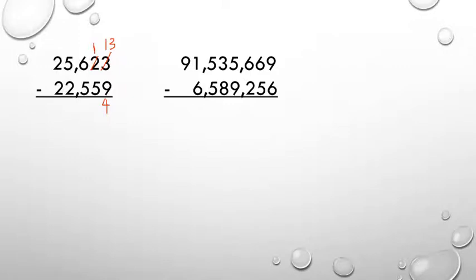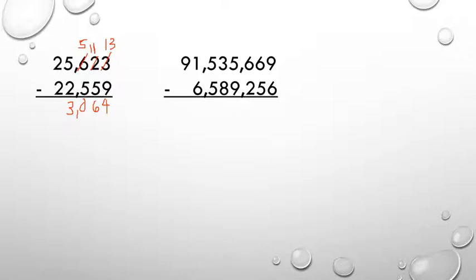Now we subtract. 1 minus 5 is impossible. So the 6 will become 5, and 1 becomes 11. So 11 minus 5 will become 6. 5 minus 5 will be 0. Then 5 minus 2 is 3. 2 minus 2 is 0. So you already got the answer. The answer for 25,623 minus 22,559 is 3,064.